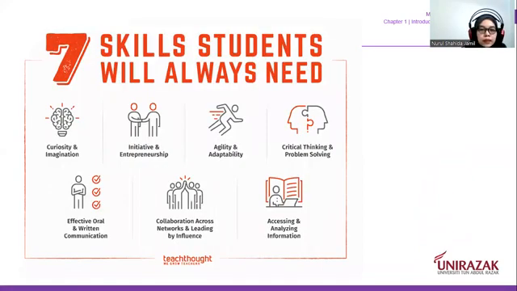The 7 skills that a student will always need: curiosity and imagination, initiative and entrepreneurship, agility and adaptability, critical thinking and problem solving, active oral written communication, collaboration across networks, and leading by influence, assessing and analyzing information.